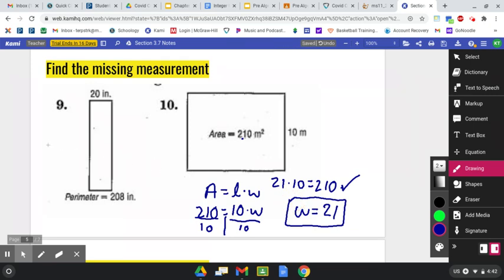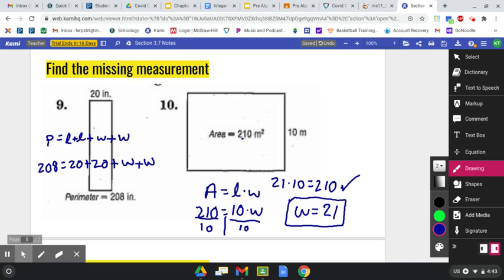Here, recall our perimeter is equal to length plus length plus width plus width. And here it tells us that the perimeter is 208. And it tells me one of the measurements is 20. Again, it doesn't matter if you call it length or width. So I'd have 2 sides that are 20, and then 2 sides that are the same, but I don't know what that measurement is yet.